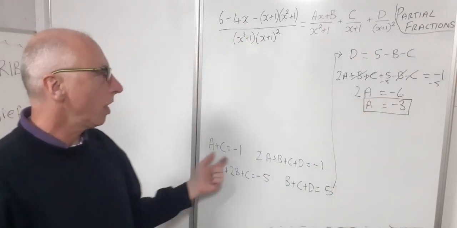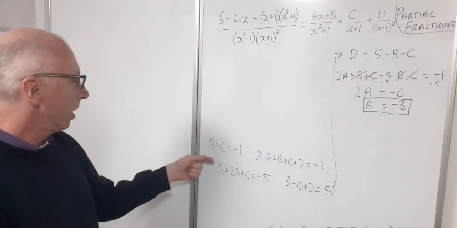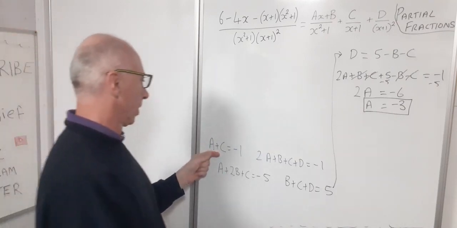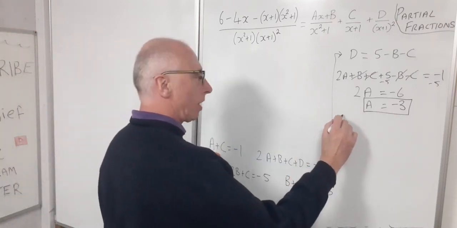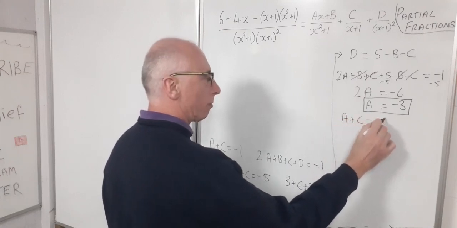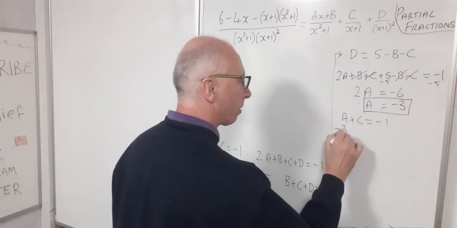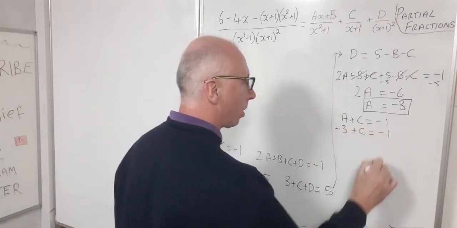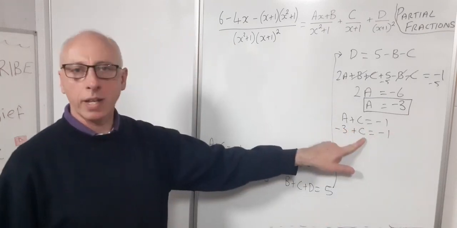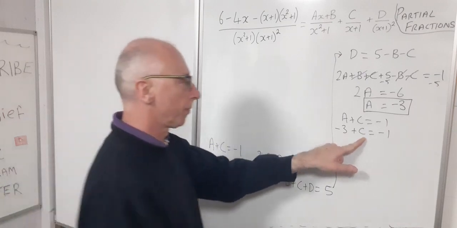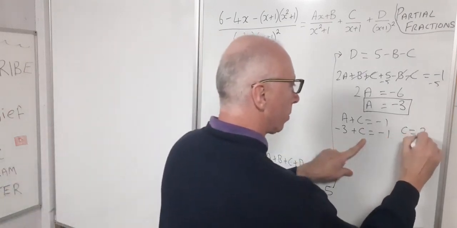Okay, now if I know that a is -3, I can just plug that into this one. So let's write the equation up here. A plus c equals -1. A is -3, so I've got -3 plus c equals -1. So I can see straight away that my c must equal 2. So c equals 2.